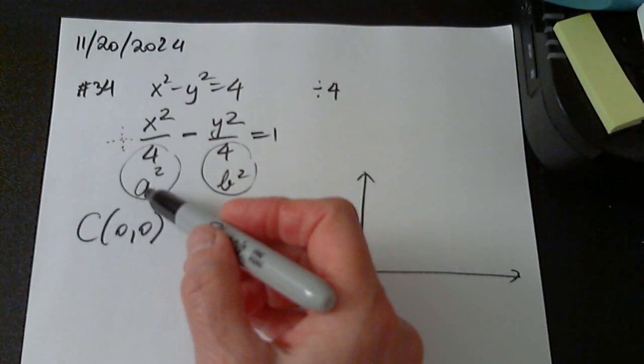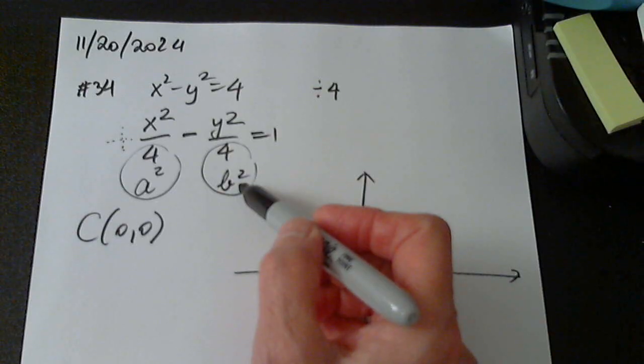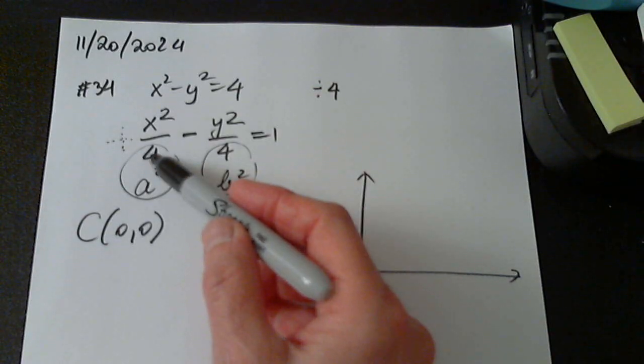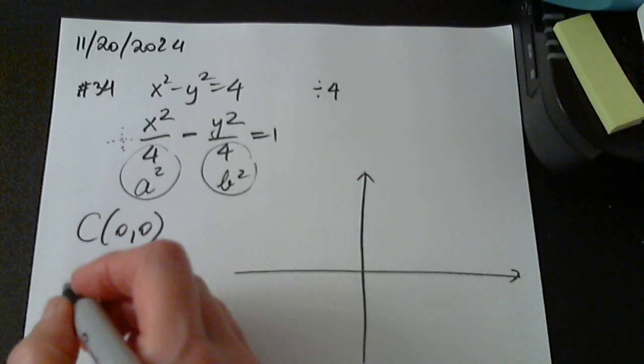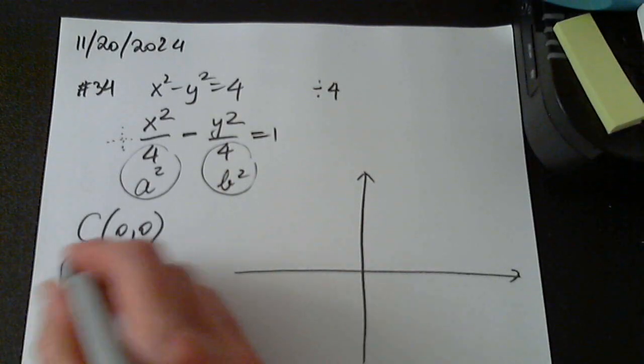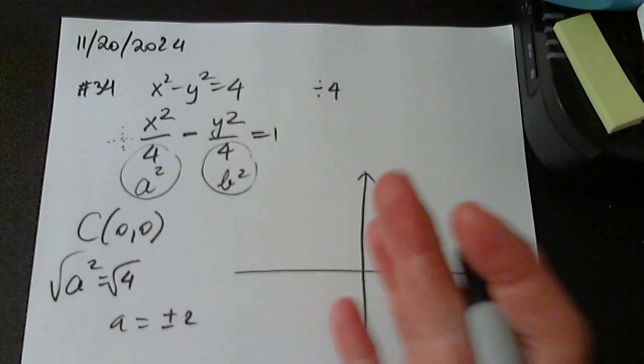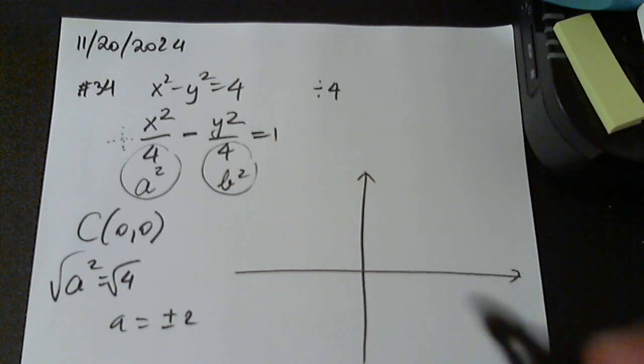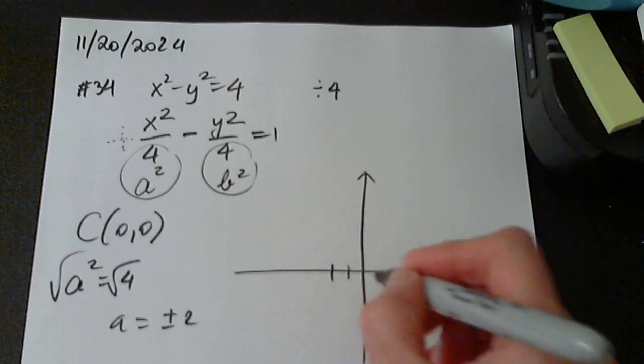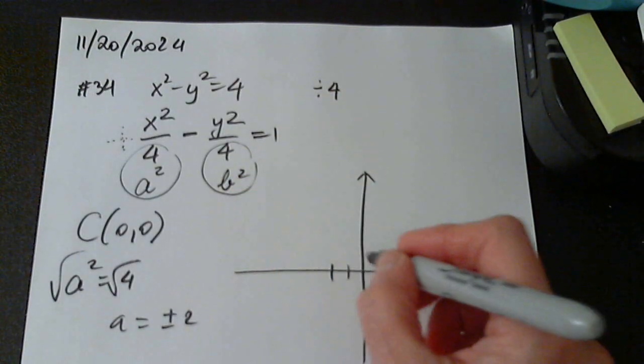Now, we determine a and b because a squared is 4, and these are distances. Yes, I should write a squared equals 4. I take the square root, and I should write a equals plus or minus 2. But this is a distance, right? Anyway, so 2, and the same thing for b.